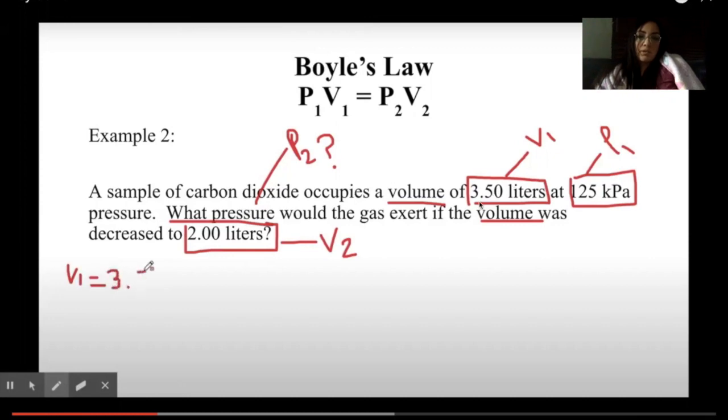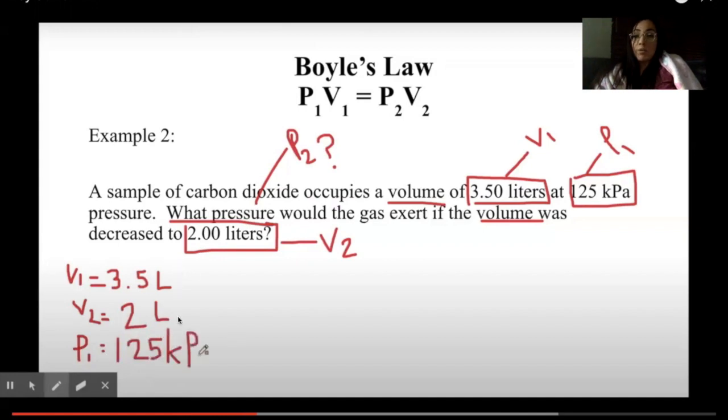So we can write down our V1, which was 3.50 liters. Our V2 was 2 liters. Our P1, and I'm just writing down these variables that you have up here. I just like to keep them together for me, you can write them down however you want. 125 kilopascals. All of these are already in the units we want, so there's no need for conversions. We don't have to move anything around. So P2, I'm going to write down, and we don't know what P2 is, so I'm going to go ahead and leave it as a question mark.